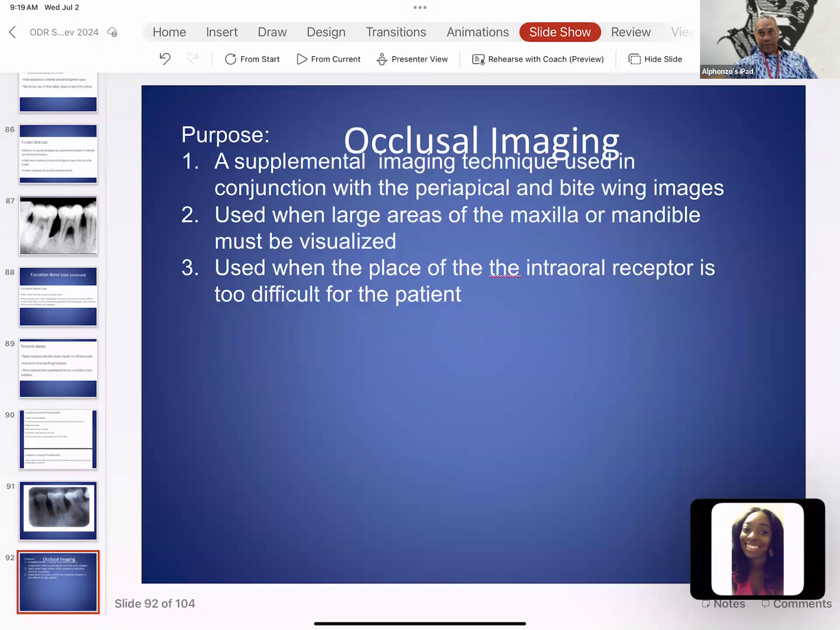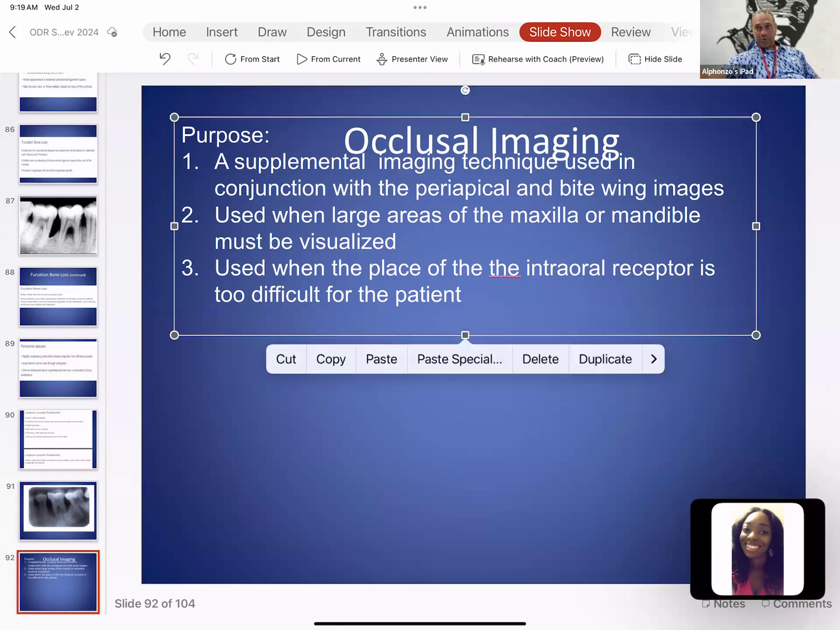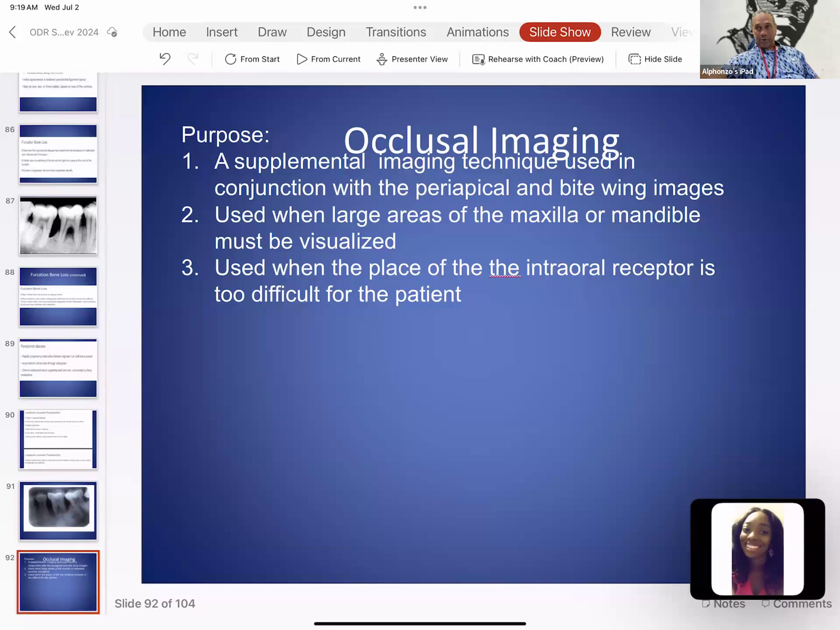I don't know that there are any companies that make sensors this big. Sometimes I developed a little sensor holder where I can put two sensors together and take one image in my office. That's just something I've been working on. But I don't know that there's any device out there that gives you one large plate that allows you to get an occlusal image. Usually you have to use X-ray film for that.